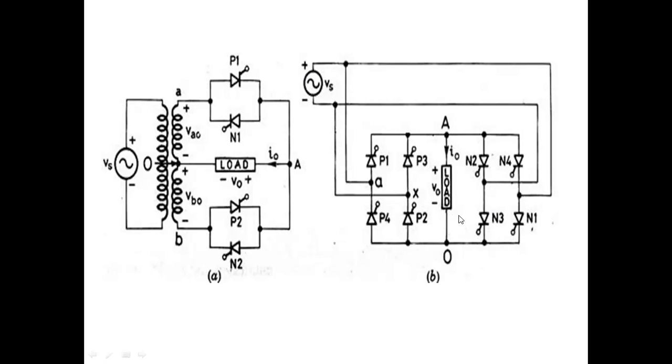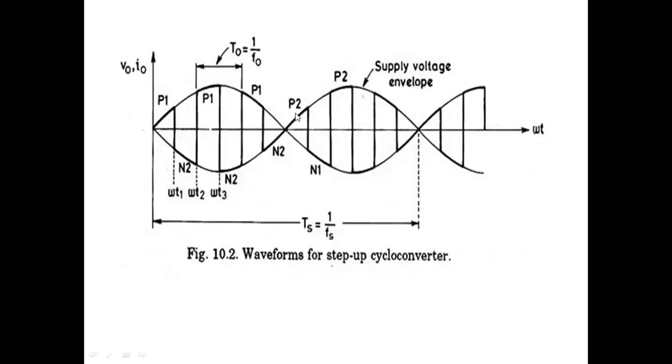When N3, N4 are on, the current direction is upward. That means here, in place of P2, write down P3, P4. Here you write N3, N4.